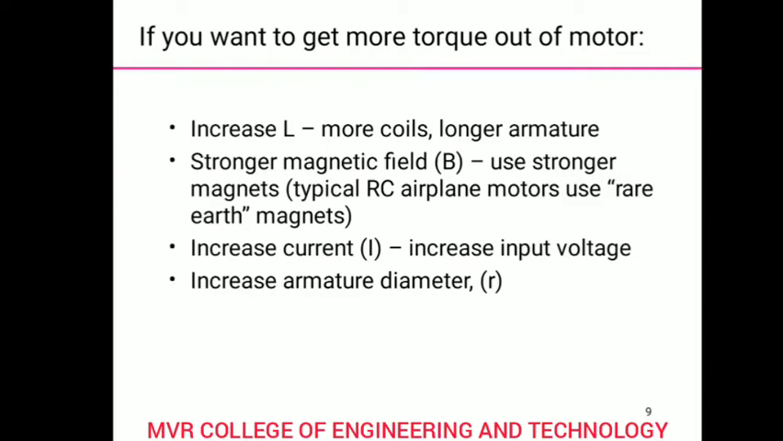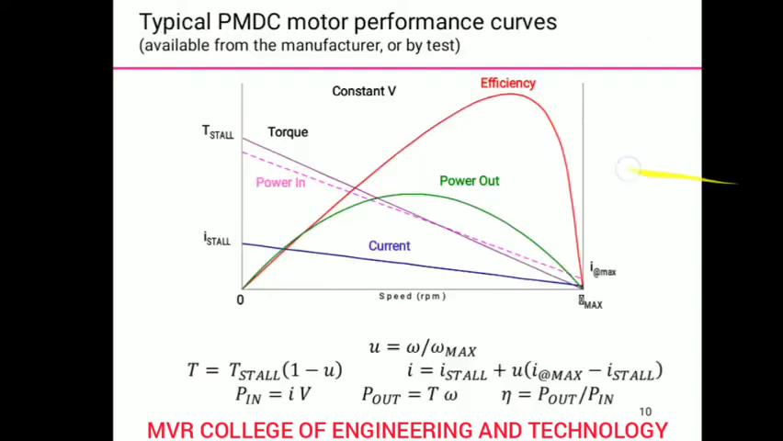If you want more torque, you have to increase the length L, with more coils and a longer armature. In order to produce a stronger magnetic field, you have to use stronger magnets like rare earth magnets. I mean to say the permanent magnets. The design should be heavy and it should produce more magnetic field. To produce more magnetic field, the material should be high quality magnetic material which gives a high magnetic field. So this is about getting more torque out of the motor. I mean to say, in order to produce more torque in the PMDC motor, we have to do all these things. Let us go to the next slide.